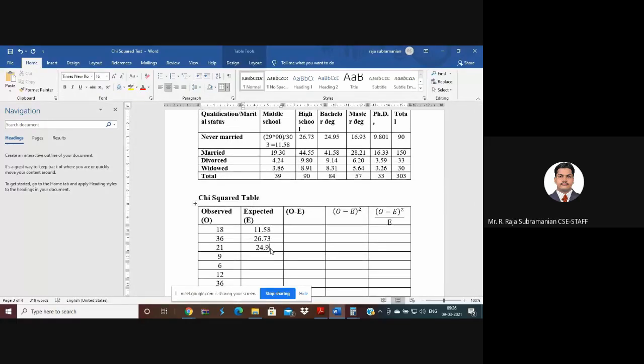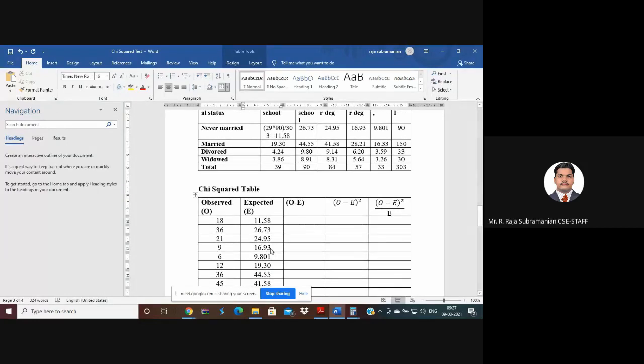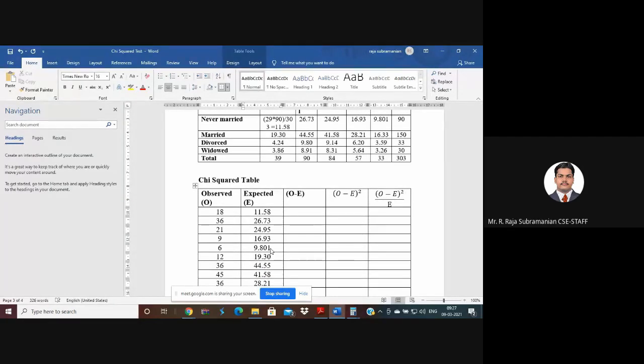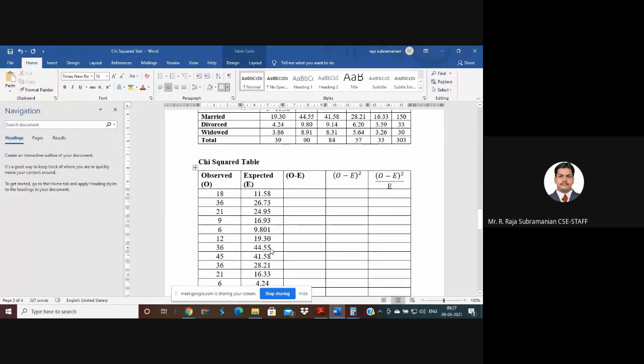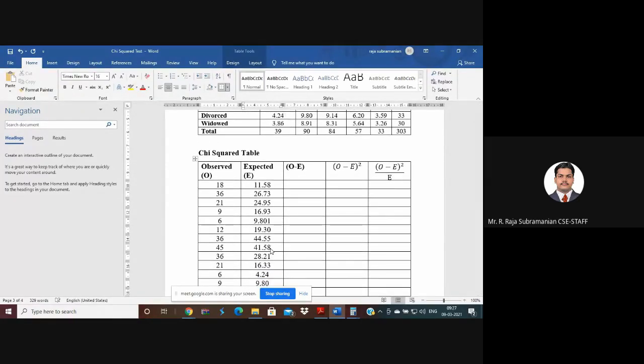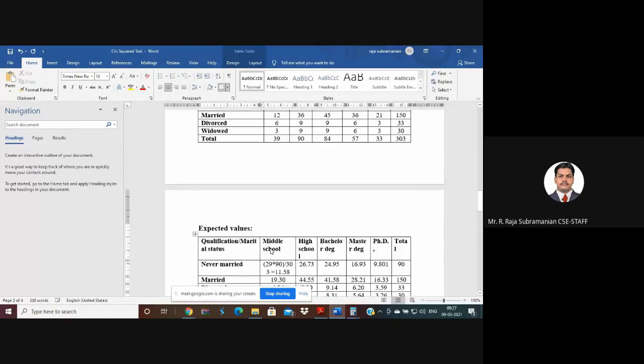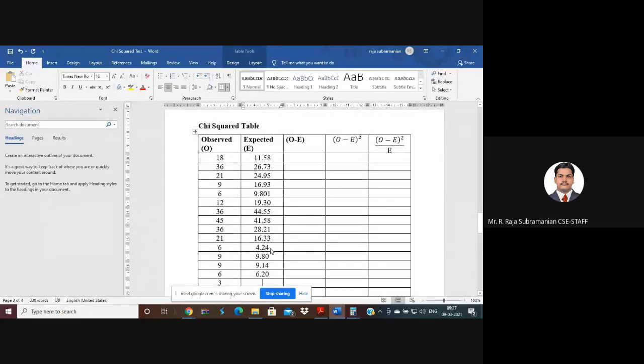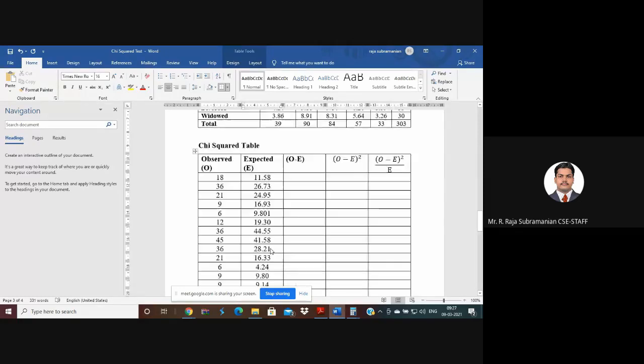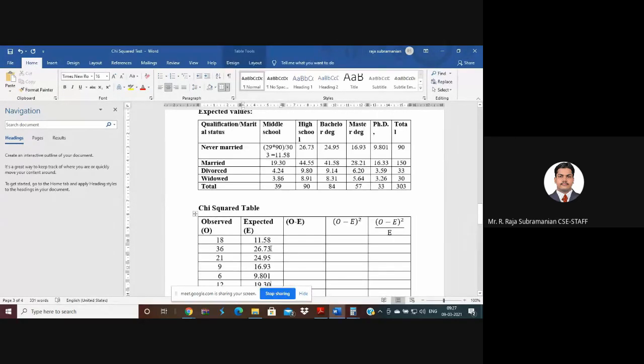That is 24.95, 16.93, next 9.801, next 19.30, 44.55, 51.58, 38.21, 16.33, 4.24, 9.80, 9.14, 6.20, 3.59, 3.86. Can anyone take a screenshot of this and say it to me?